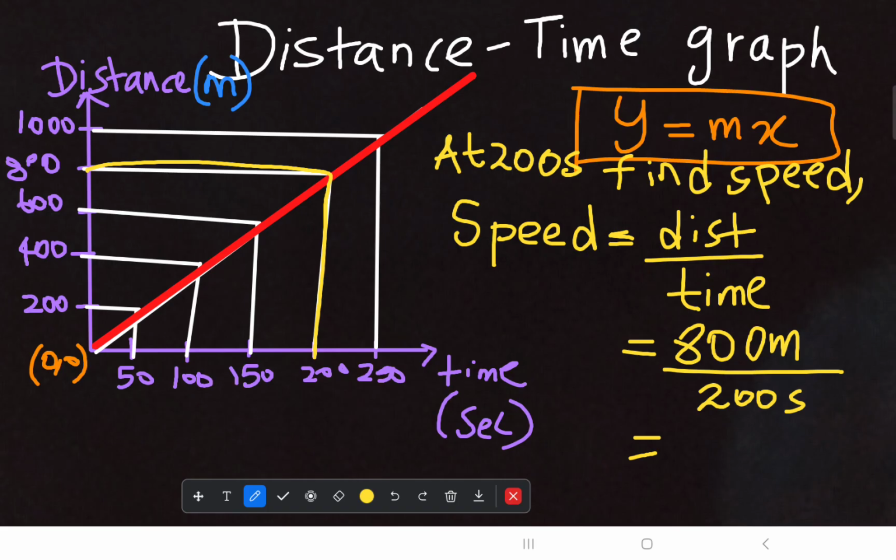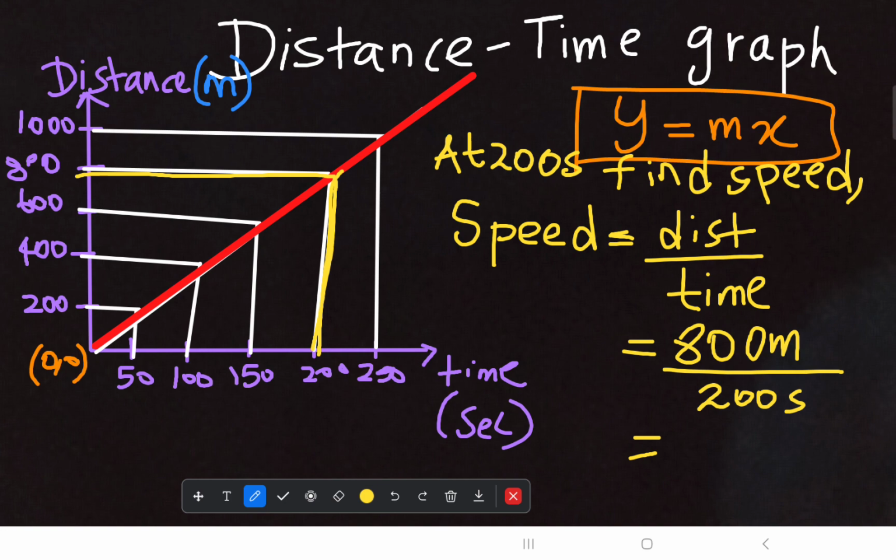I'll repeat once more. The slope or gradient of this curve will give you the exact speed. Here my question is, at 200 seconds, find speed. To find speed, we already know the slope or gradient will give you speed, so distance divided by time. At 200 seconds, you have to draw a straight line through that and find how much it traveled. 800 meters was traveled within 200 seconds.